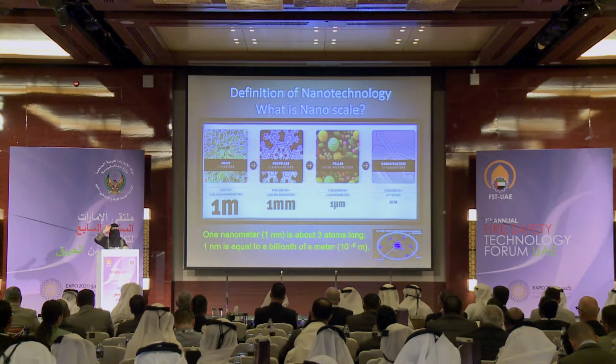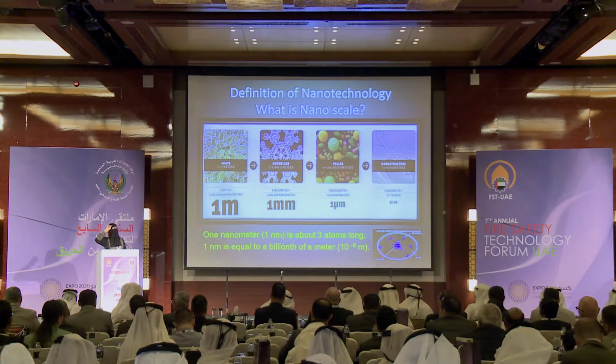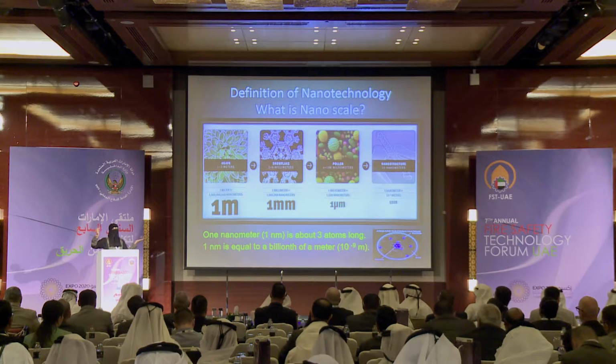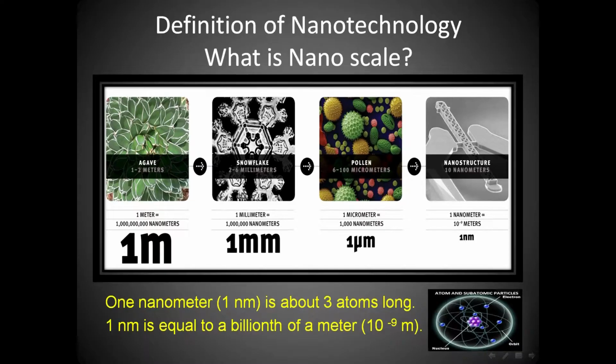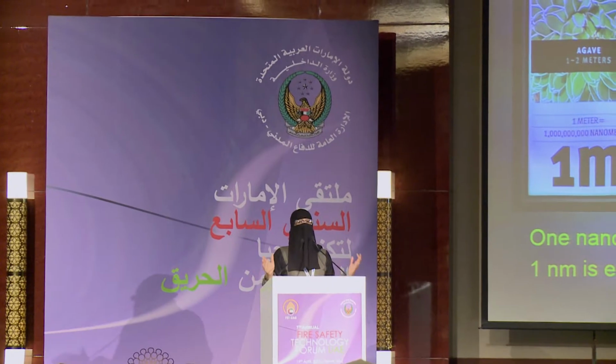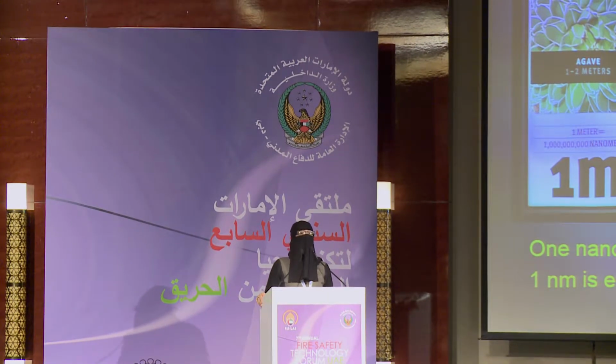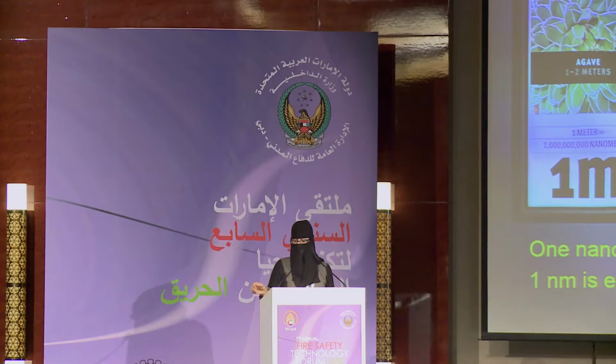When we divide the snowflake into 1,000 pieces again, one piece equals 1 micrometer. We still see it, but it's just like a powder or a pollen. When we divide this again into 1,000 equal pieces, we get 1 nanometer. It's extremely small. And 1 nanometer is about 3 atoms long. And the atom is the smallest unit of the chemical element.